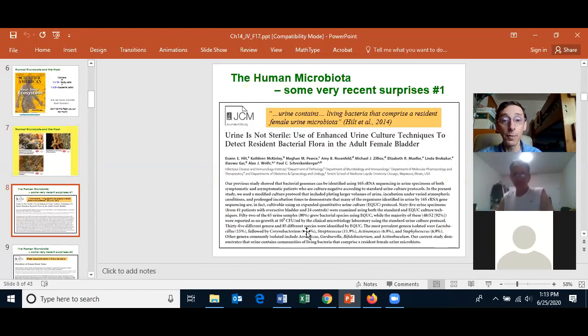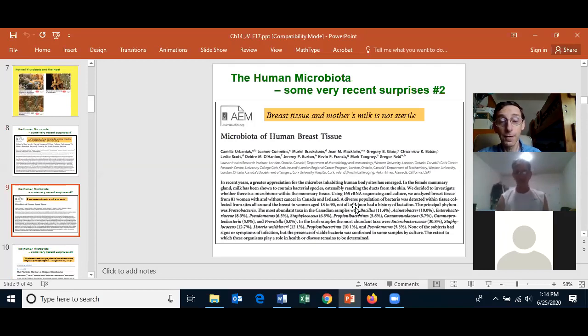The human normal microbiota has been found in some surprising places recently that people didn't think had the normal microbiota. They were finding bacteria in urine, and somebody went and investigated and found that at least the female bladder does have a normal microbiota. It's not at high numbers, and it's only certain species, but the bladder actually has, at least the female bladder, has a normal microbiota.